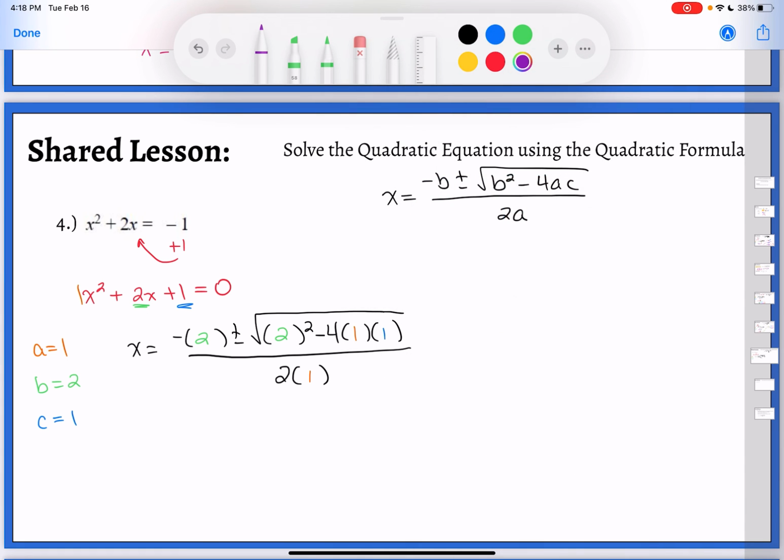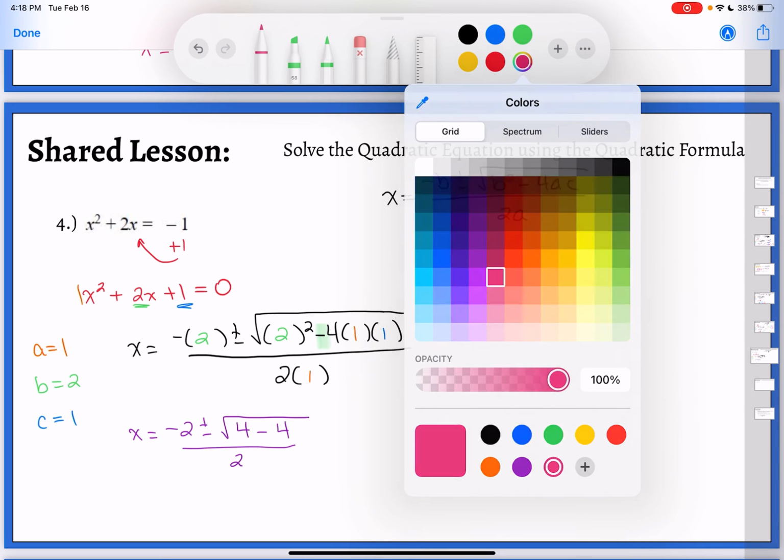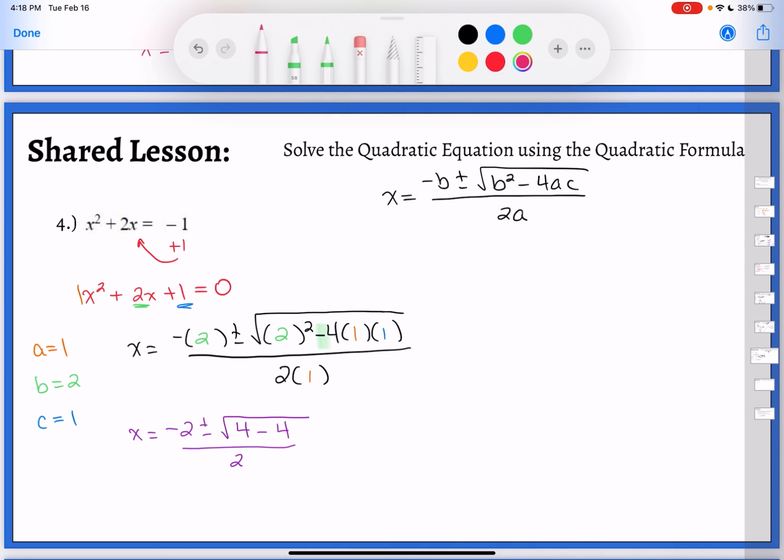Watching our negatives on this one, x equals negative 2, plus or minus 2 squared is 4. Negative 4 times 1 is just negative 4, right? Only one negative sign here, so my answer will stay minus 4. 2 times 1 is 2 on the bottom. Okay. Oh, minus 4 inside there, so I get x equals negative 2 plus or minus square root of 0 over 2. Now, some people start to freak out and panic here.